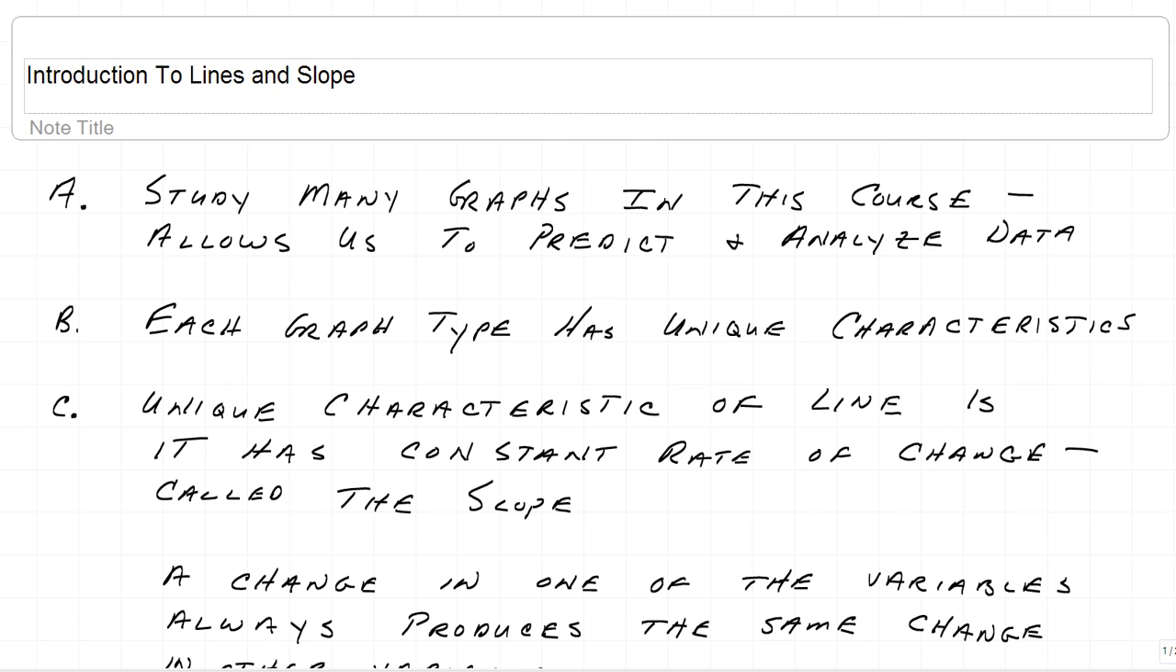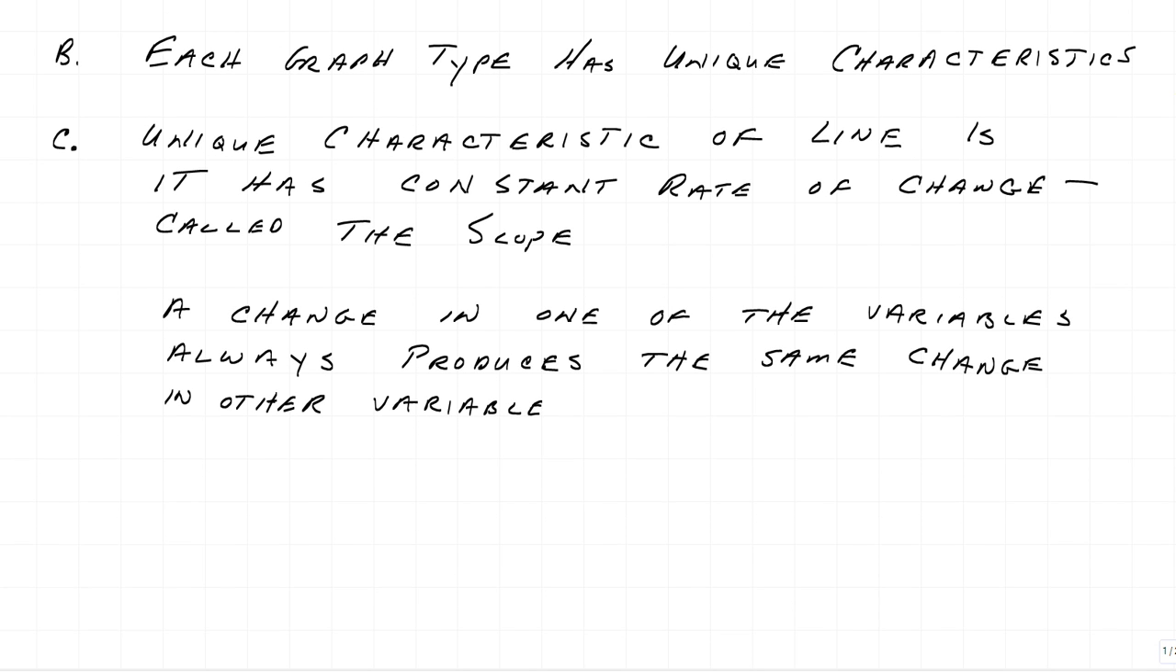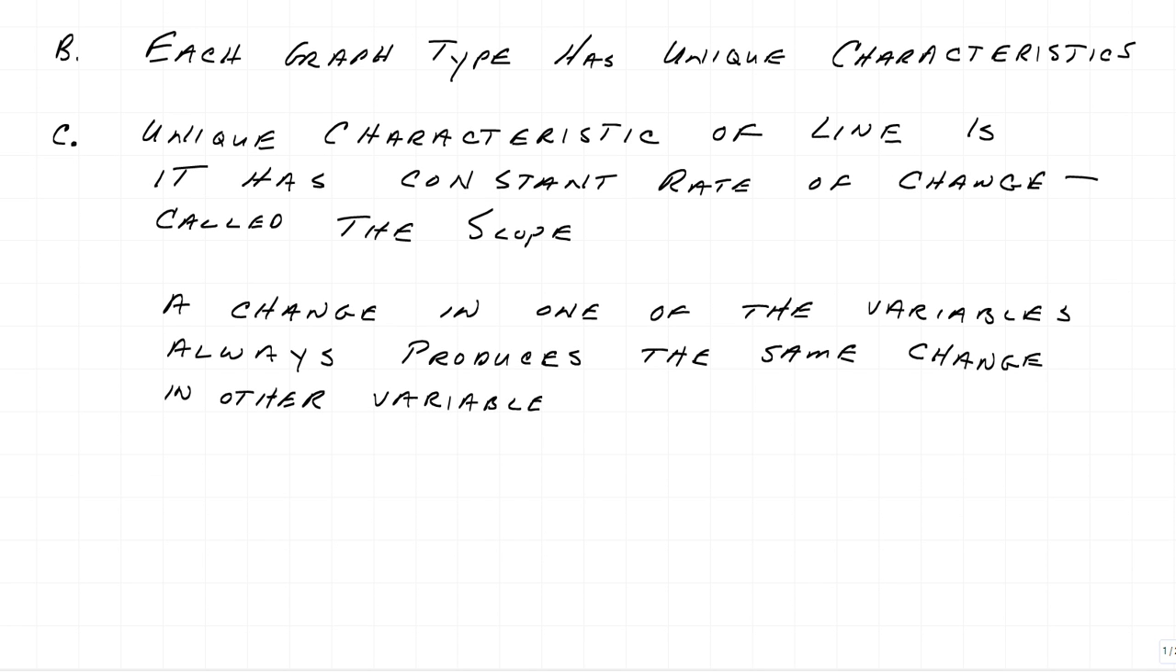Each graph is going to have its own unique characteristics. It could be a linear graph, an exponential graph, a rational equation, a square root graph. There's a ton of graphs that we're going to work with, and the first one, of course, is going to be the linear one. And a unique thing about a line is that it has a constant rate of change, and that rate of change is called the slope. And what that means is that if I change one of the variables x by 2, that change will always produce the same amount of change in y.